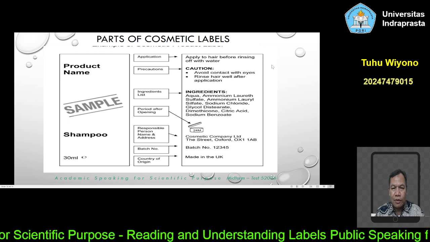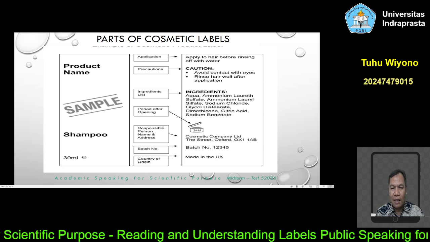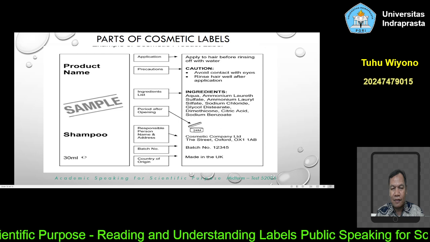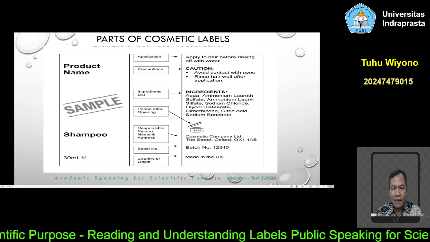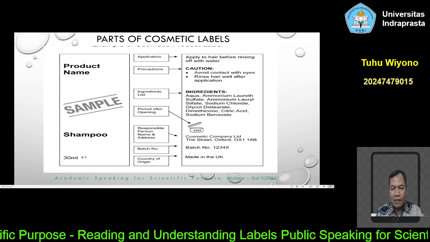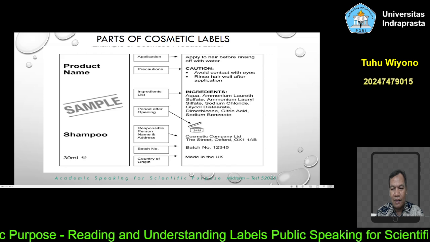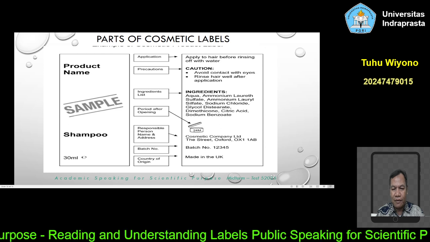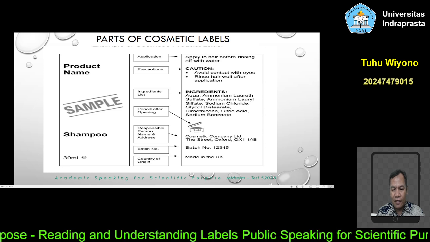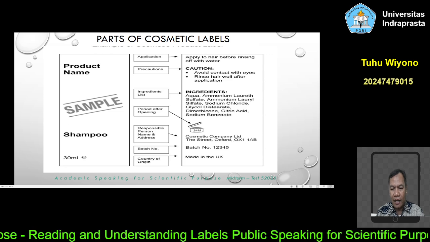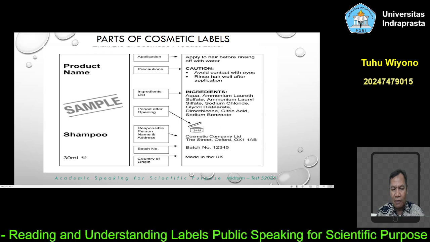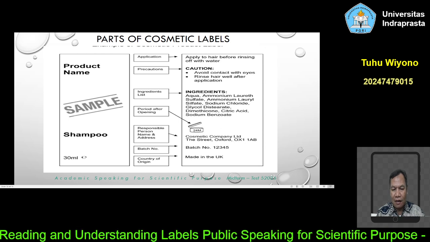Let's step to the parts of a cosmetic label. In cosmetic labels, there are several parts. The first one is application. The second, precaution. The third, ingredient list. The fourth, period after opening. The fifth, responsible person, name and address. The sixth, batch number, and the last, country of origin.